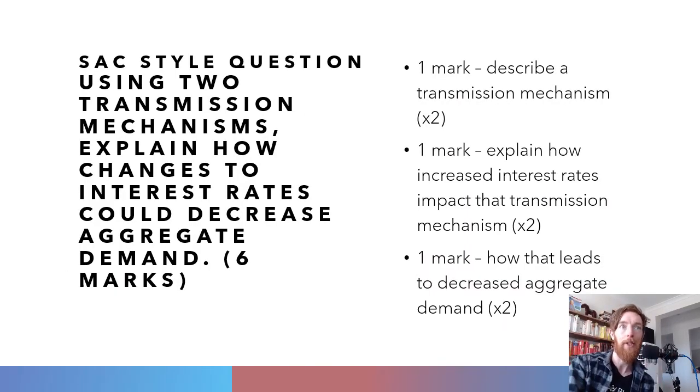So next question. Using two transmission mechanisms, explain how changes to interest rates could decrease aggregate demand. So this question's come up a fair bit recently. It's always the same, using two transmission mechanisms, and then the last part of the question is different. I went with a very specific one here about decreasing aggregate demand because that's all about contractionary monetary policy.